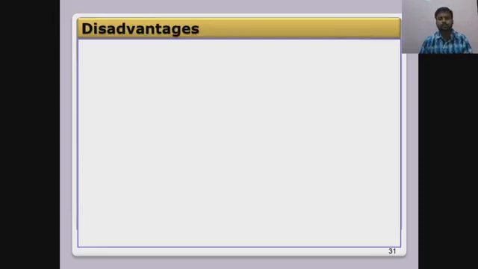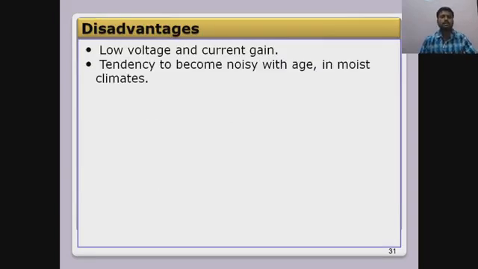The disadvantages of the RC coupled amplifier: low voltage and current gains, and a tendency to become noisy with age and in moist climates. As the circuit becomes very old, the components will produce noise in the circuit, and in moisture also it will produce noise.